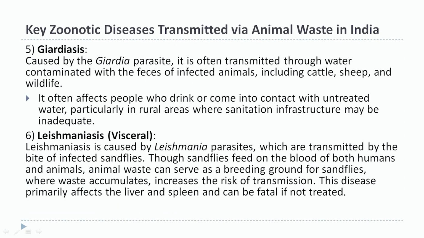The next zoonotic disease is giardiasis. It is also a parasitic zoonotic disease, transmitted from the infected animal's feces to the human population through the consumption of contaminated drinking water. Now coming to the next zoonotic disease, leishmaniasis. Normally there are two forms of leishmaniasis, visceral and cutaneous. The visceral one is the most common. Leishmaniasis is a vector-borne zoonosis, as we have discussed earlier.